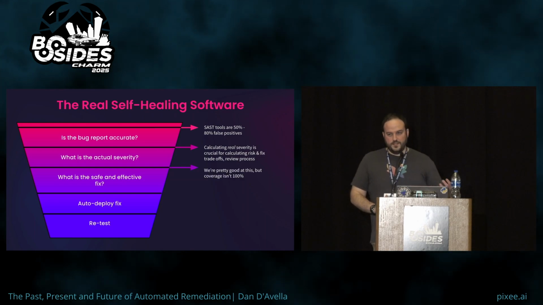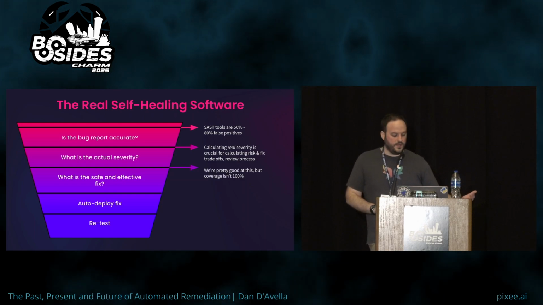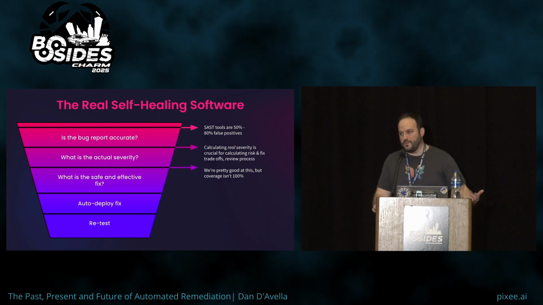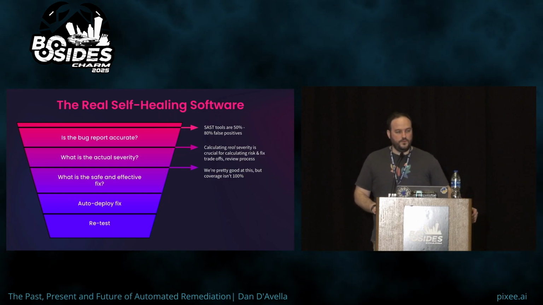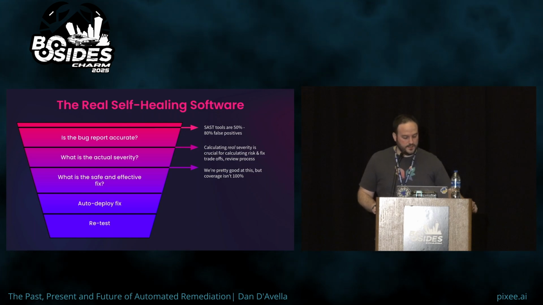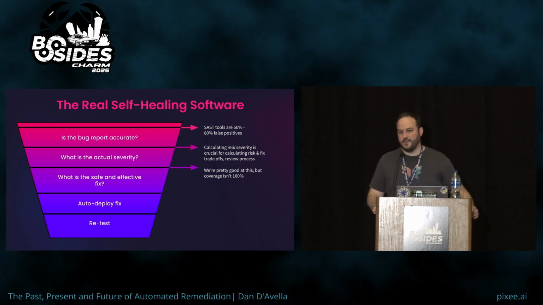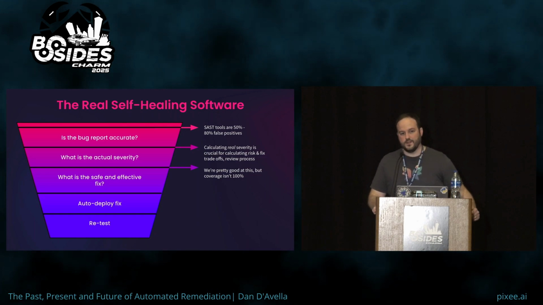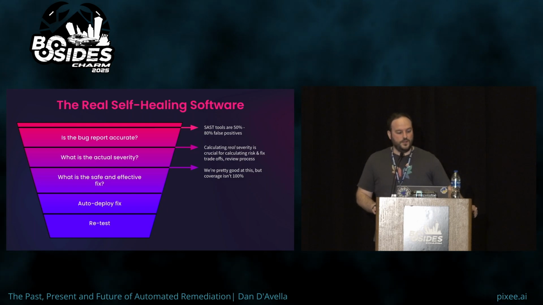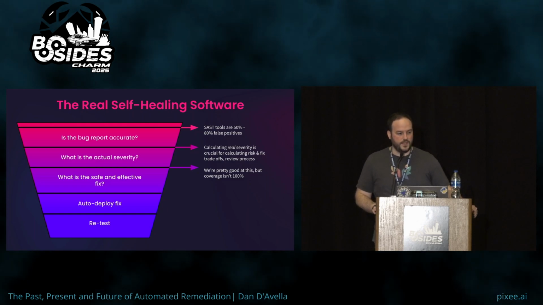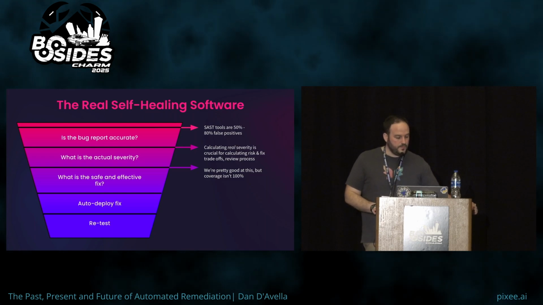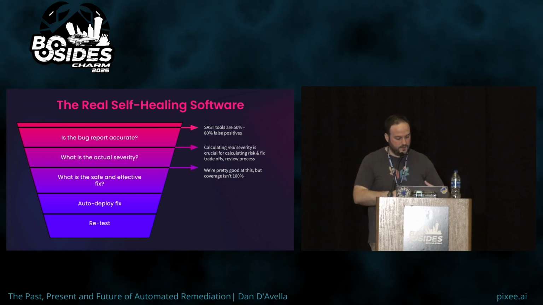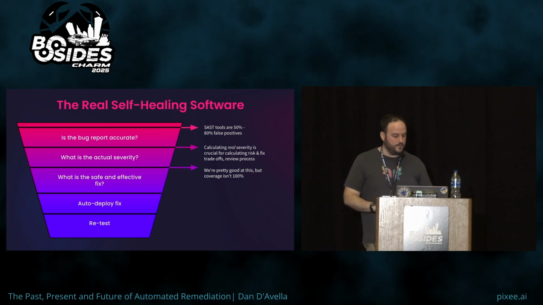So then we also need to determine what is the safe and effective fix. For the things that are real problems, what does the solution look like? We feel that we're pretty good at this. Coverage is not 100%, but there's a lot of vulnerability classes that are remediable, and that you can propose an actual fix and do it automatically, and that will be acceptable to a developer. So we're funneling down into actually doing fixes now.